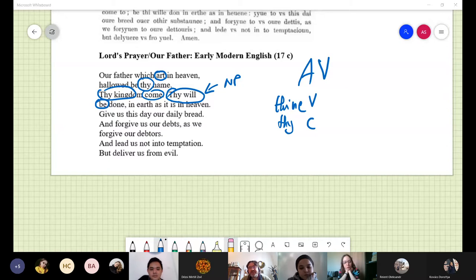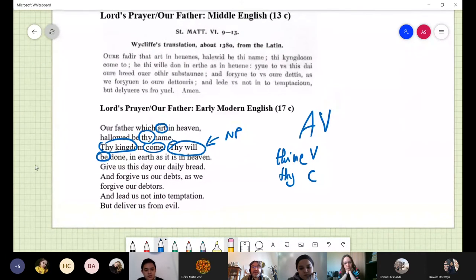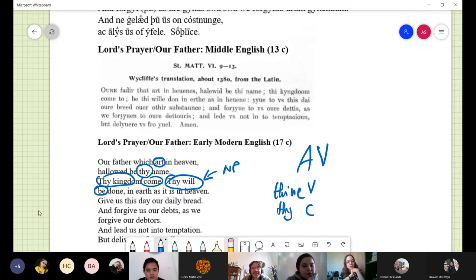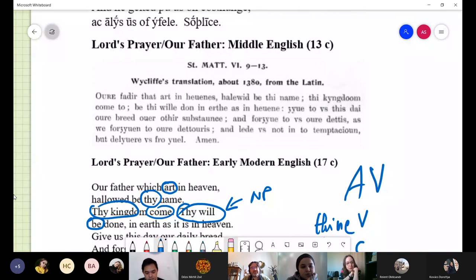Don't be surprised, right? Because will still survives both as a noun, you know, your will, and it survives also as one of our modals, right? He will do this. Okay, people. Now, let us look into Middle English. We are going back in time. It is Wycliffe's translation.